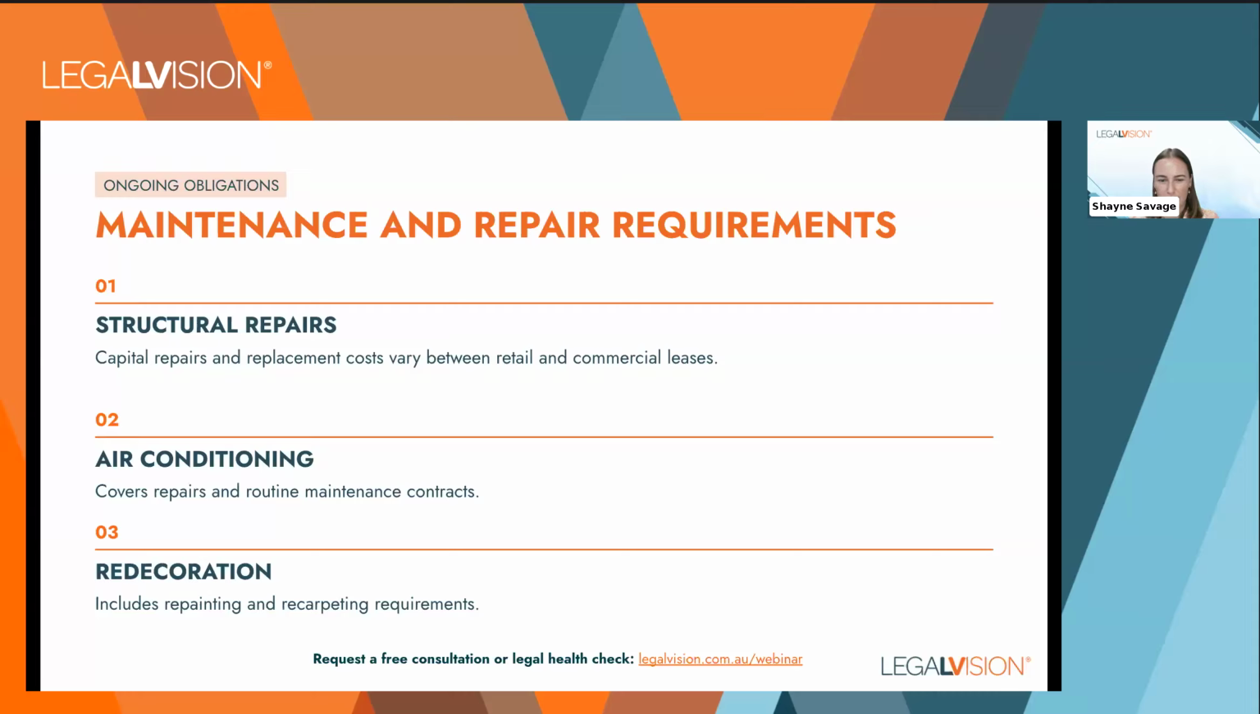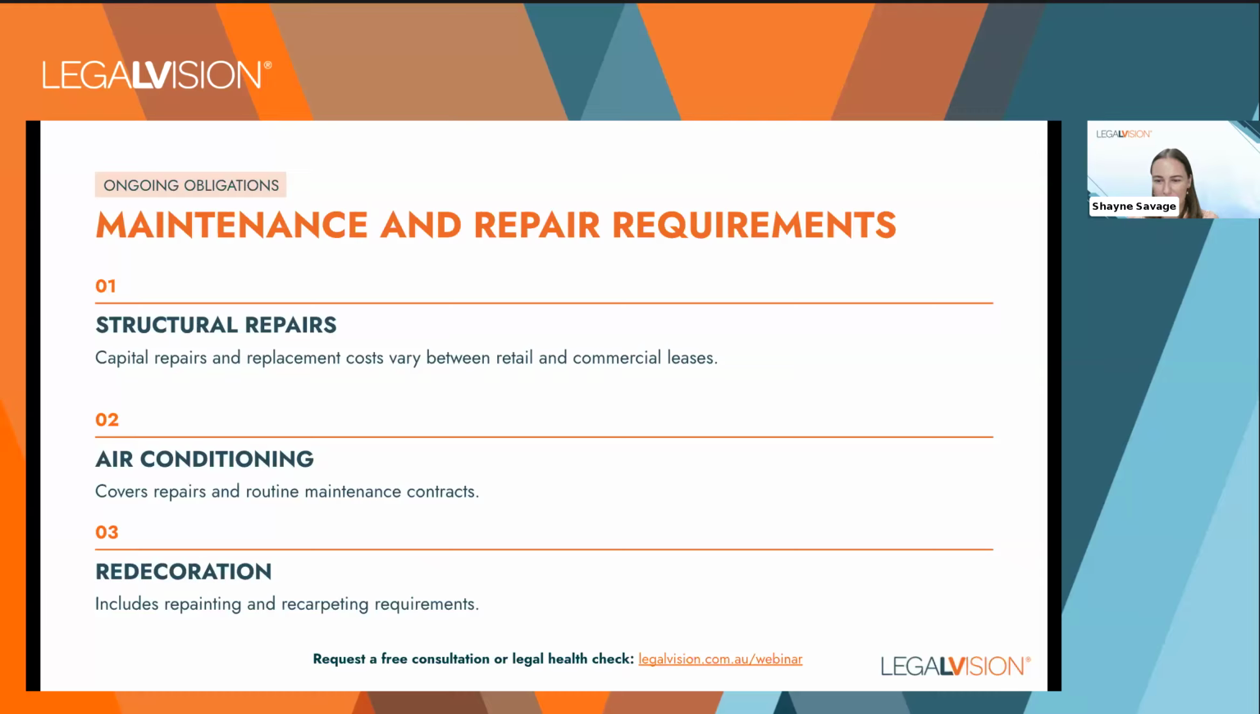Also, generally leases will have a redecoration requirement for repainting or recarpeting the premises. These are more common for retail tenants when there are higher standards for the presentation of the shop because there's customers that are coming into the shop, once a term, depending on how many years of the term there is. However, it is also sometimes required for commercial tenants as well.